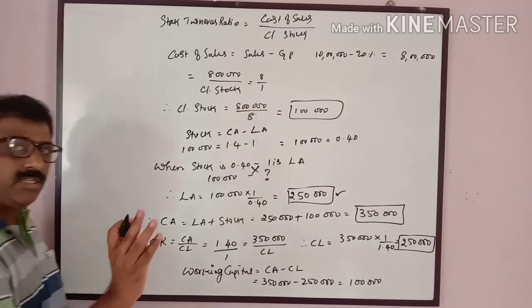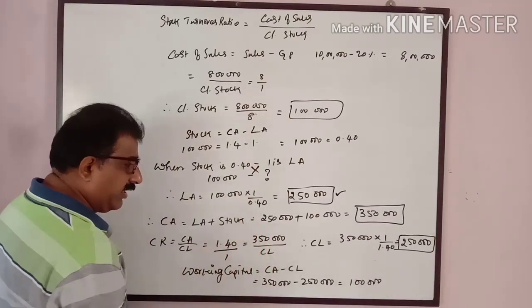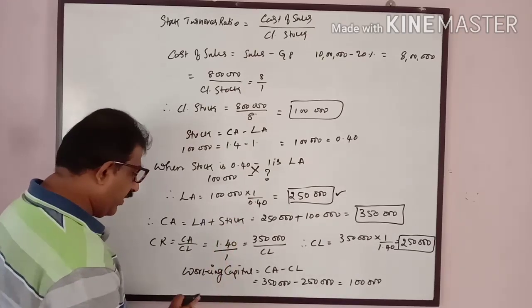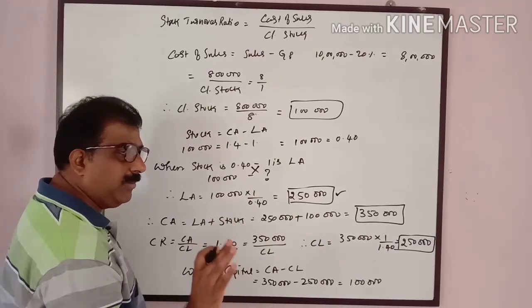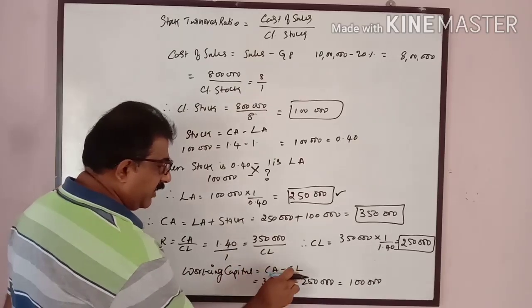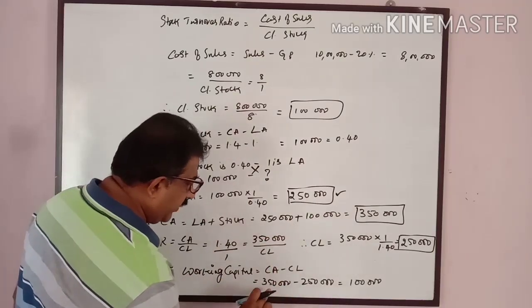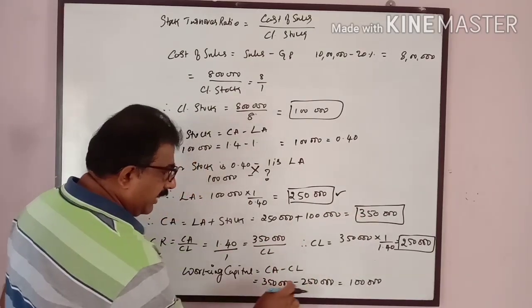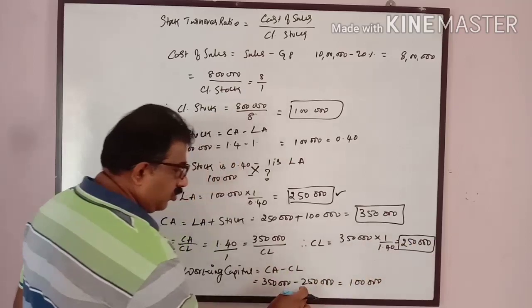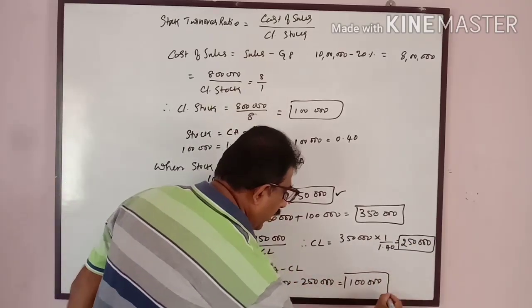Now we have calculated the current assets and current liability, so you can calculate the working capital. That is what they are asking us to find out. Working capital is nothing but the difference between current assets and current liability. Current assets we calculated as 3 lakh 50. Current liability we just calculated as 2 lakh 50. 3 lakh 50 minus 2 lakh 50 comes to 1 lakh.